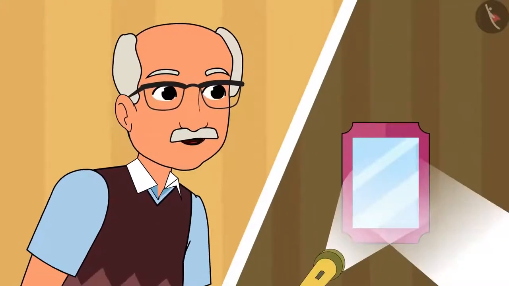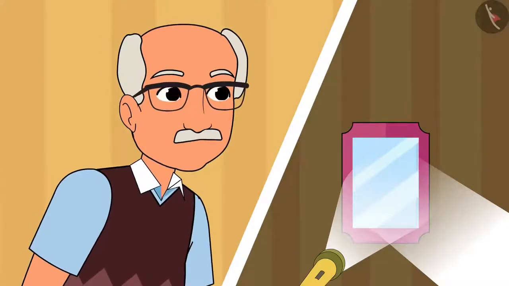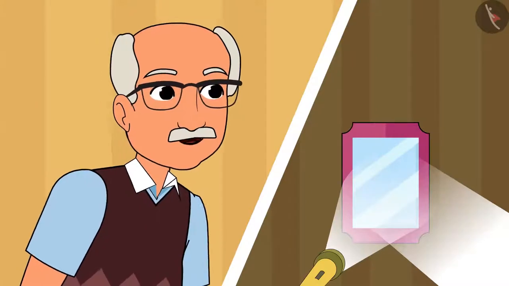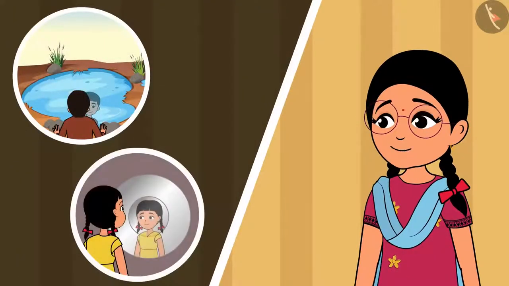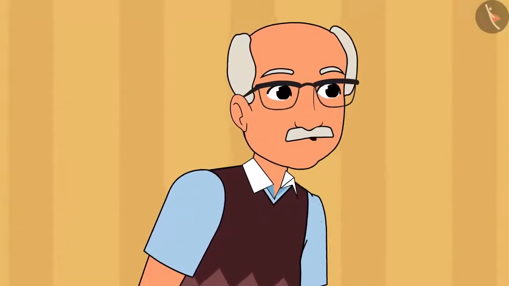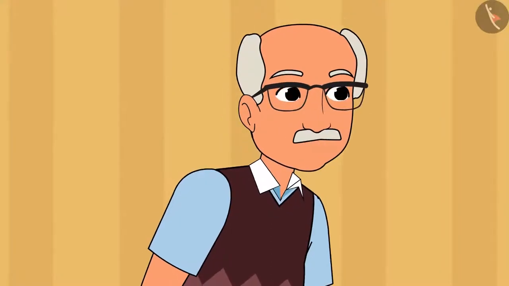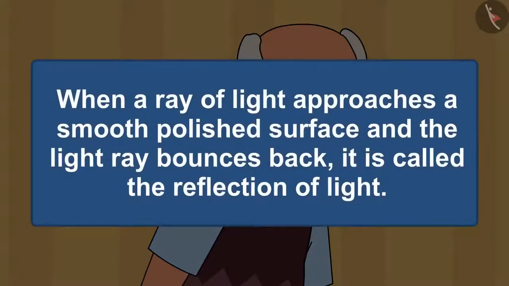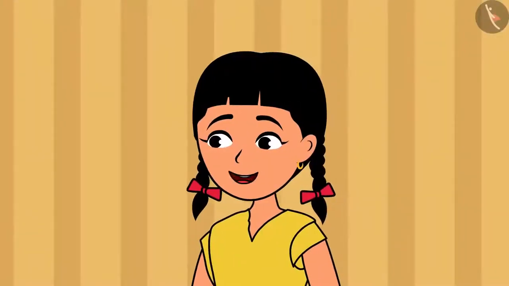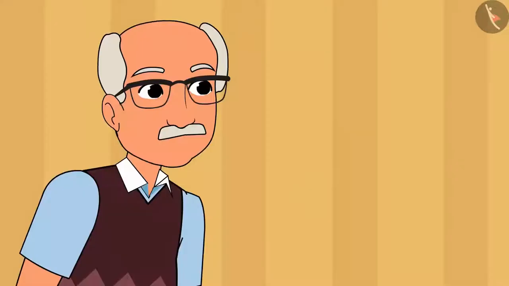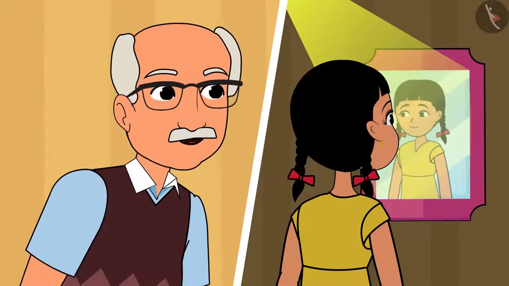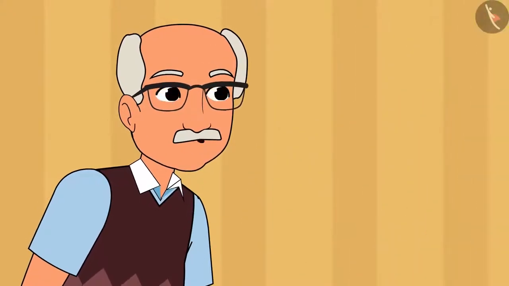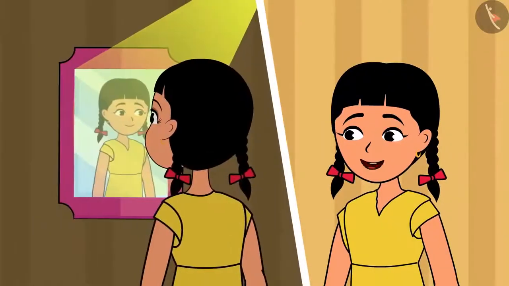This means that the mirror can change the direction of the light. Why just a mirror? The light can change the direction of its path on any shiny smooth surface. I know. Like the water in the lake, a steel utensil, etc. Yes, when the light rays strike a mirror and return, it is called reflection. Is it because of reflection that we can see our image in the mirror? Yes, children, we need light to see anything or an object. When light falls on the object, we can see that object due to reflection of the light. In the same way, when light falls on a mirror, it gets reflected and we can see the image in the mirror.